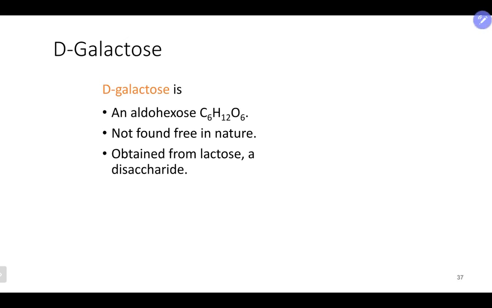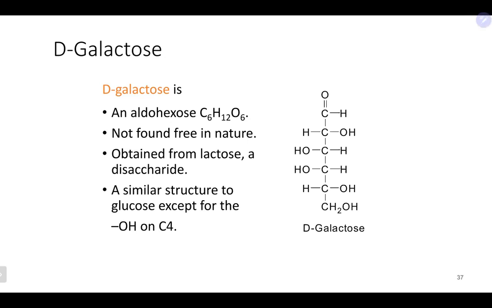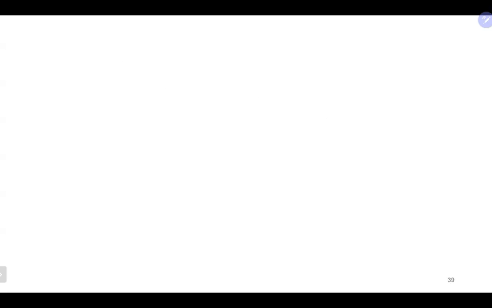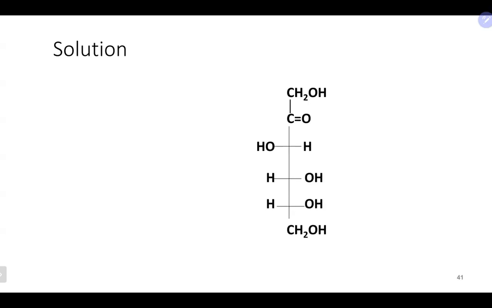Galactose. Also, another 6 carbon sugar. It's not found free in nature. It's actually obtained from lactose, which is a disaccharide, putting 2 monosaccharides together. It's very similar in structure to glucose, except at carbon number 4, which would be 1, 2, 3, and 4, with the OH there. Number 4 is a little bit different than what you see in glucose. Since you're not asked to draw it, you don't have to worry about drawing it, but we'll take a look at the structure there.